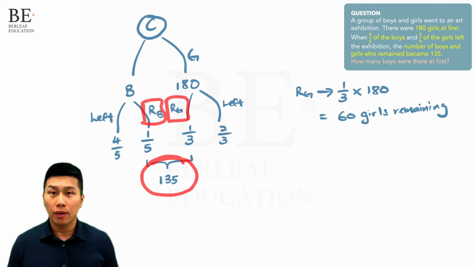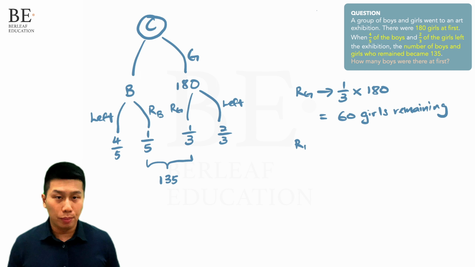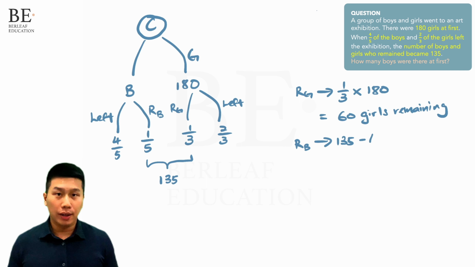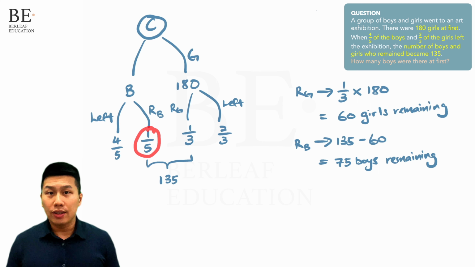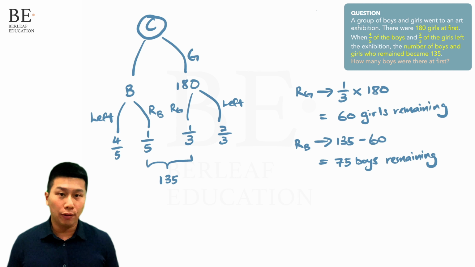As such, we are able to find R sub B, which is the remaining boys, by simply using 135 minus 60, giving us 75, which represents the number of boys remaining at the exhibition. Okay, as we can see, this 1/5 is actually represented by this 75 over here. Let's first write it down for easy reference. 1/5. Okay.